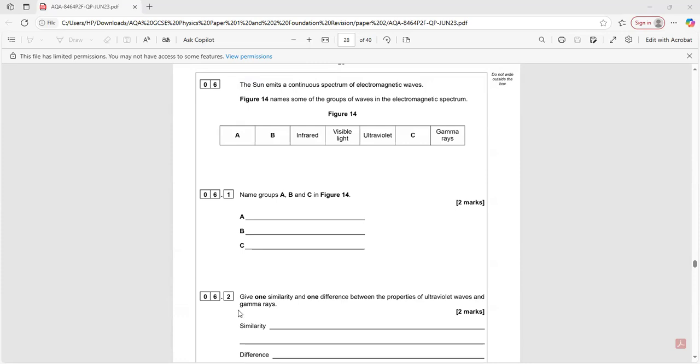This names some of the groups of waves in the electromagnetic spectrum. Okay, so now the thing is that I'm not sure I remember the electromagnetic spectrum in detail. So maybe we'll have to depend on the mark scheme for this. So what does the mark scheme say for 6.1?